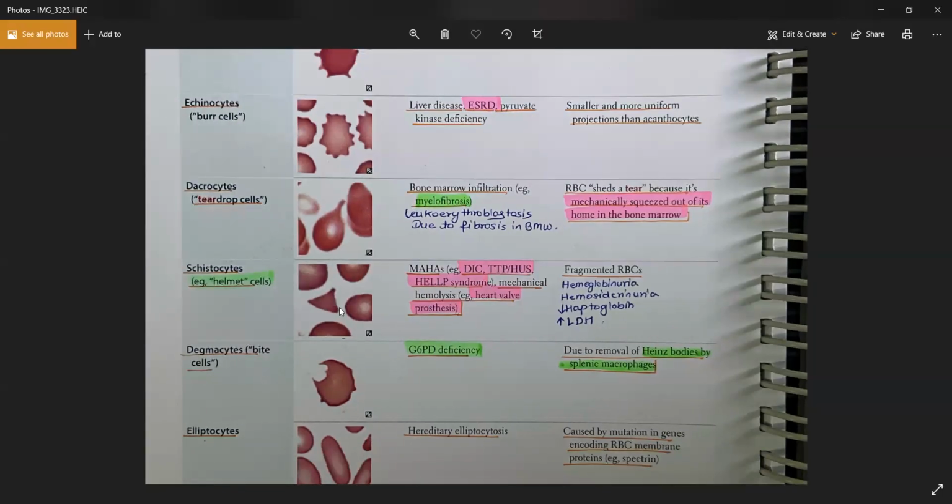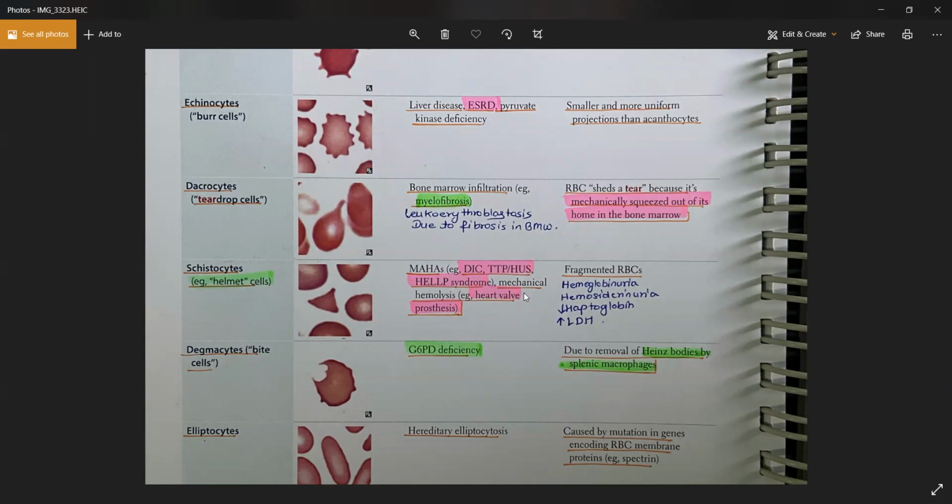Okay. Then you have the schistocytes, which are the helmet cells. These are the fragmented RBCs. Whenever a thrombus formation occurs, a minor thrombus, I must say, and the RBC passes through that area, they will be damaged and fragmented, and now they are known as the schistocytes. So they are seen in microangiopathic hemolytic anemia, like the DIC, thrombotic thrombocytopenic purpura and the hemolytic uremic syndrome. Also, they are seen in HELLP syndrome, which is after the eclampsia.